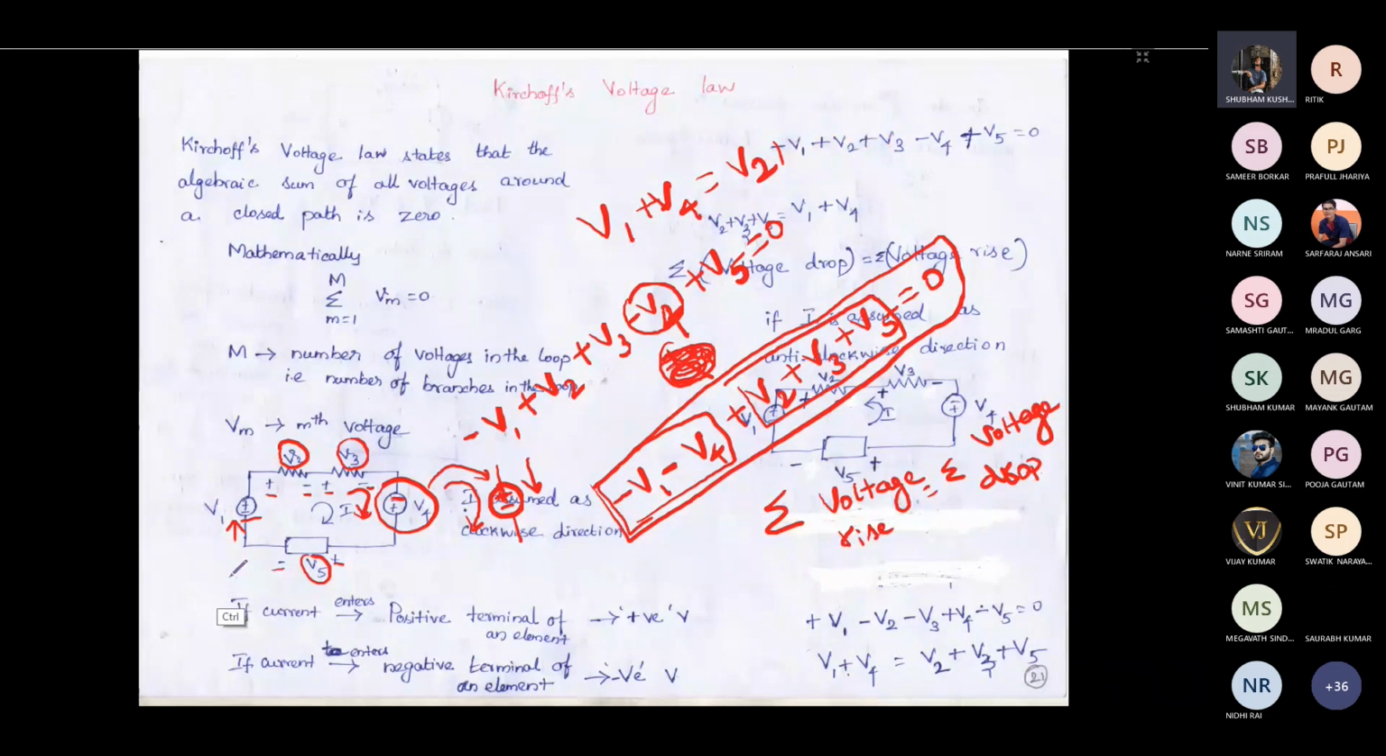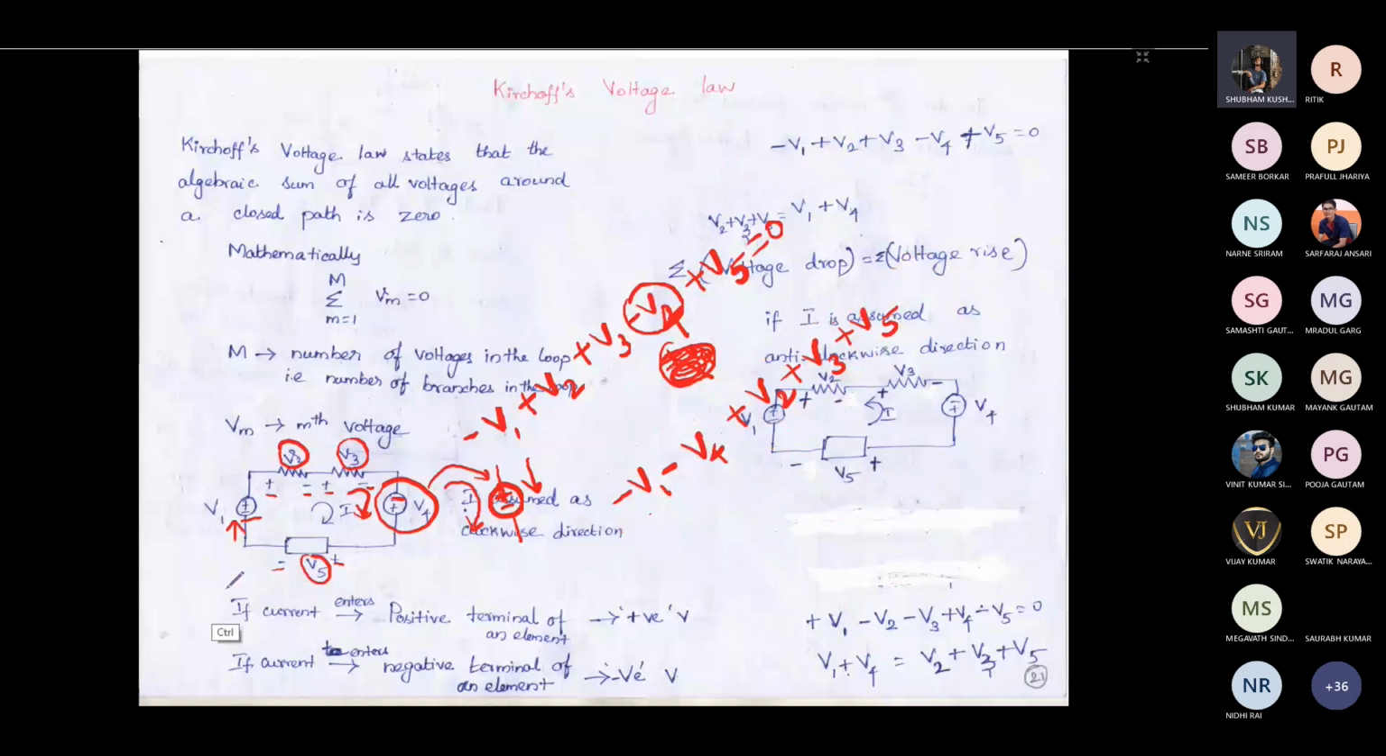Now, let us say that in the question they have already given the polarity, but they did not give the current direction. In that case, what should we do?